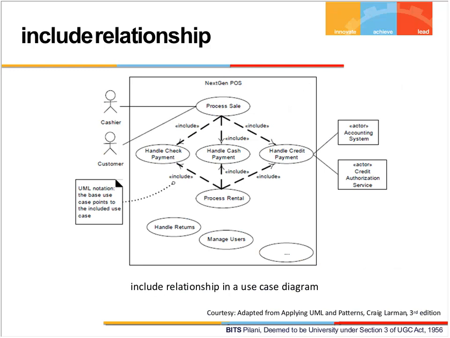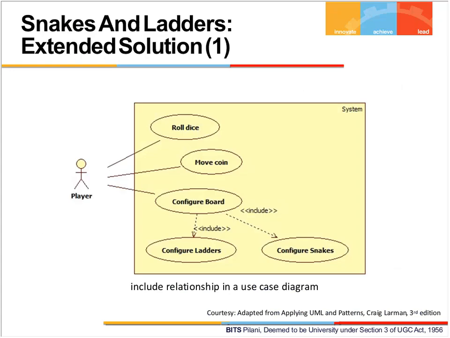This is for the next generation point of sale system. If you see here, this is my process sale use case, and it includes three sub use cases. The moment you say process sale, it can handle check payment, either through cash payment or credit payment. Now we'll come back to the snakes and ladders and it becomes more clear.